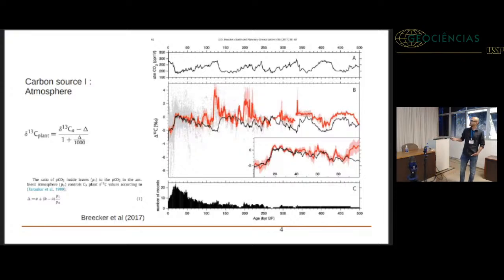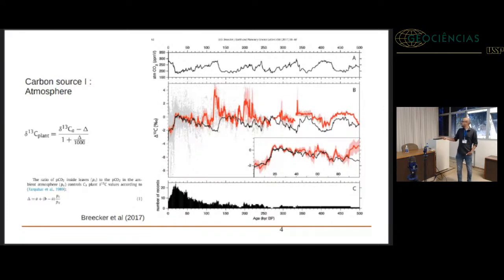And then C3 plants are affected. The isotopic composition of C3 plants, the δ13C of these plants, is affected by the δ13C values of the CO2 in the atmosphere, and also the concentration of the CO2 in the atmosphere, by this equation here. So this delta is related to the concentration of CO2 in the atmosphere. This is the isotopic composition of the CO2. So if you change the isotopic composition of CO2, or the concentration of CO2 in the atmosphere, this will affect the δ13C values in your plants, which will provide these values to the soil as well.